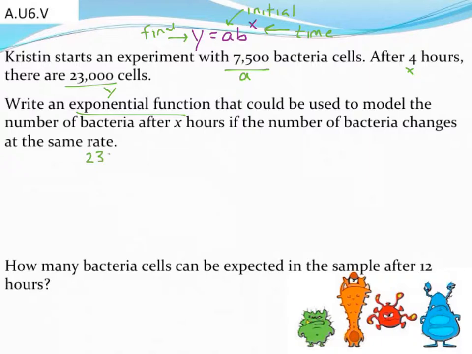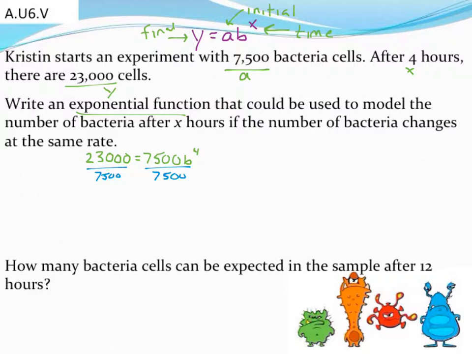So let's plug these values in. 23,000 was my y value, my final amount. I began this problem with 7,500 cells. I don't know the growth rate, that's what I'm being asked to find this time, but I know that this growth has happened over the course of 4 hours. With all those variables plugged in, I should have not too much difficulty finding that growth rate. So I'm going to divide both sides by 7,500.